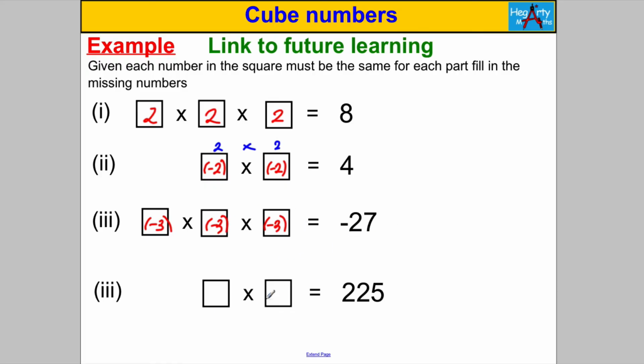And what number should go here to make up 225? Well, hopefully you remember it's either 15, because 15 multiplied by 15 is 225, but it also could be negative 15, because a negative multiplied by a negative gives me a positive. And that's it for this video, everything you need on cube numbers. Thanks for watching.